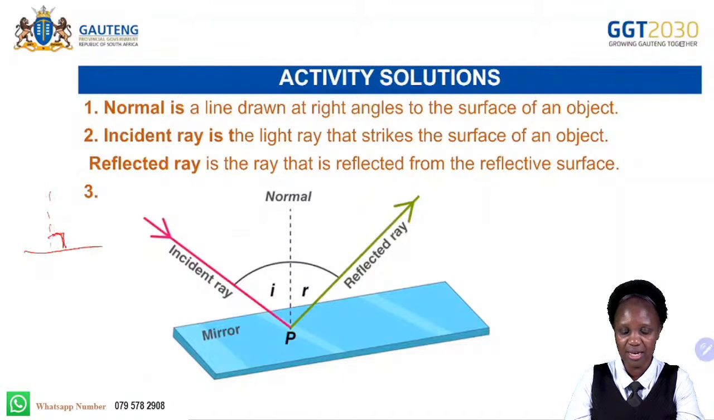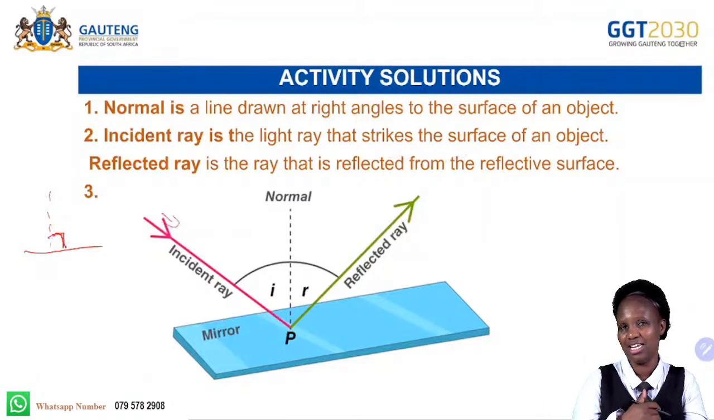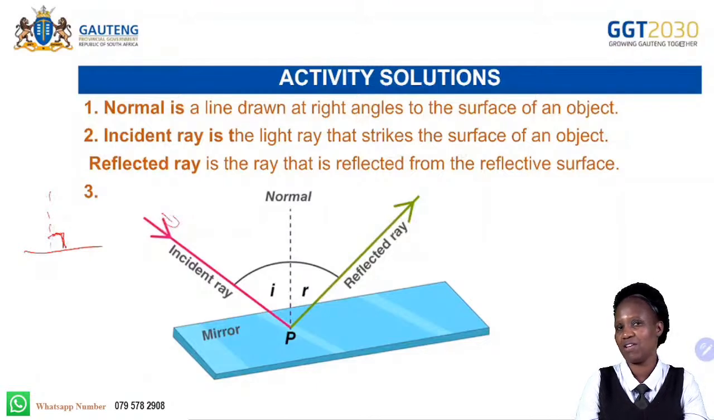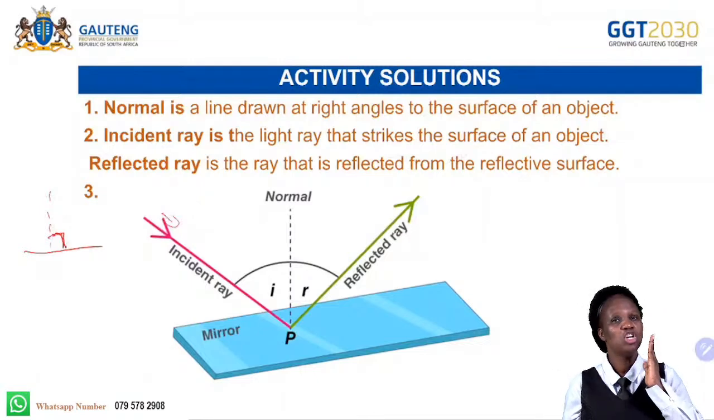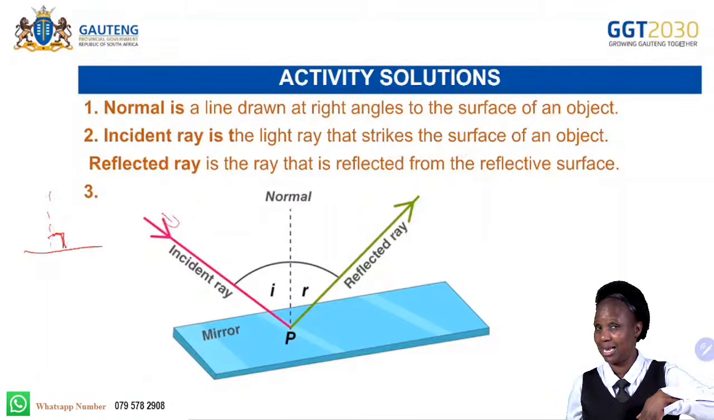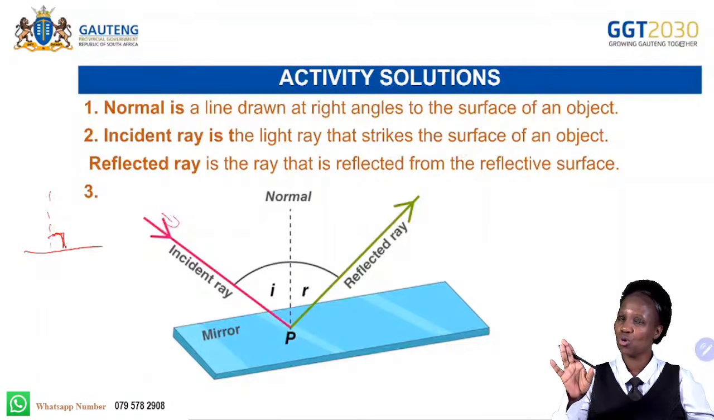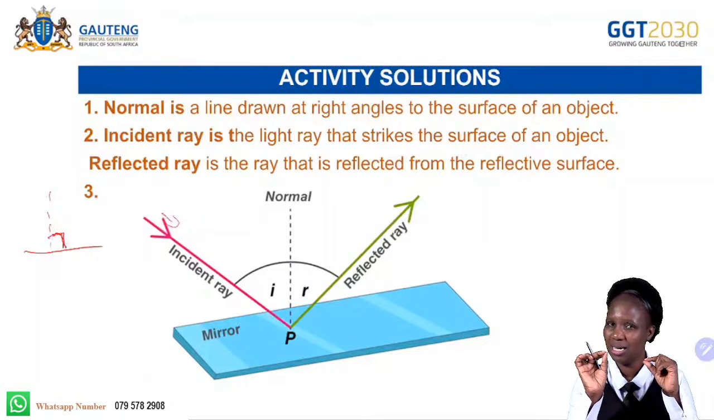An incident ray is the light ray that strikes the surface of an object. This is the incident ray. It is an incoming ray, incoming to the surface. And then the reflected ray is the ray that is reflected from the reflective surface. We said the normal is the imaginary line that is drawn at a right angle to the surface, an incident ray is an incoming light that strikes the surface of an object, and the reflected ray is an outgoing ray. This is the light that is coming into our eyes so that we see different colors.